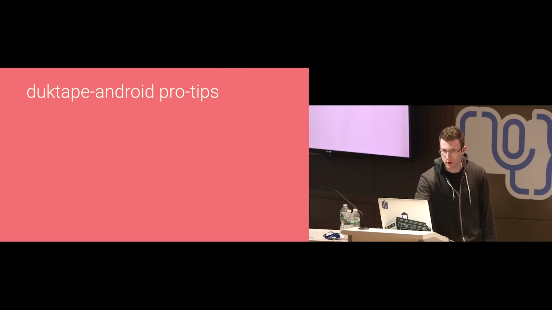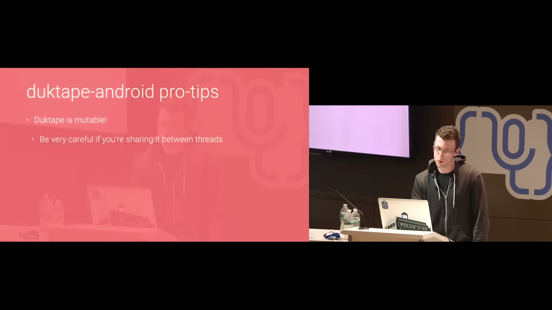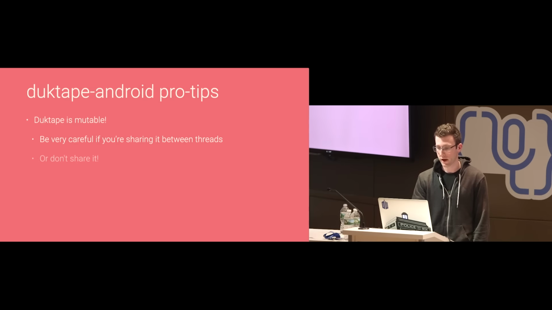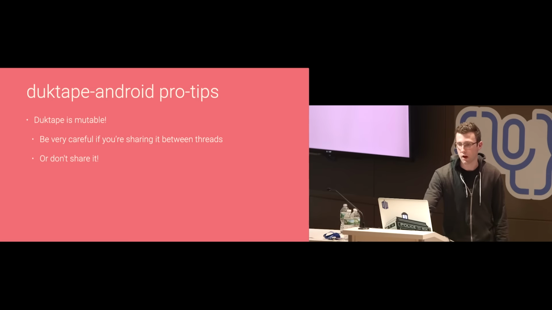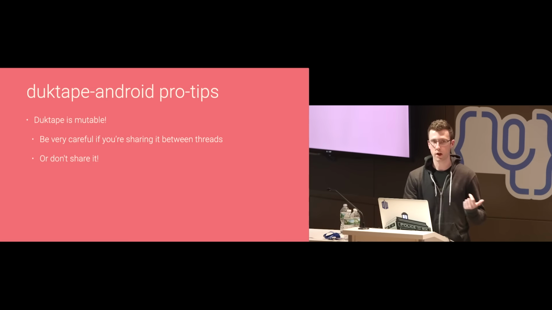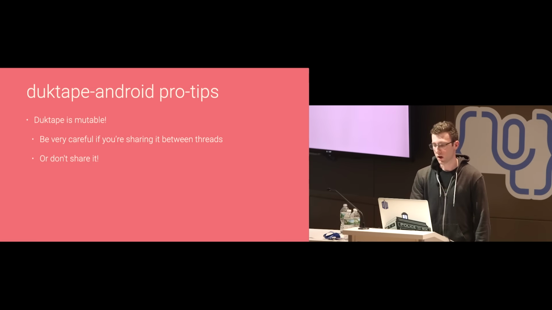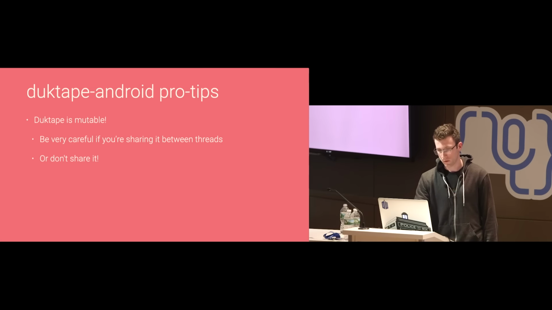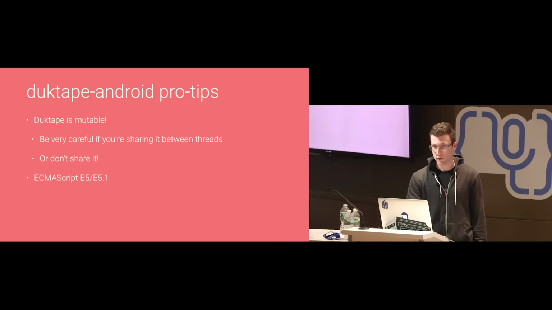All right, so some pro tips for duct tape Android. Duct tape is mutable, so be very careful if you're sharing it between threads, or better yet, don't share it between threads. We have a dedicated looper that we run all our duct tape code on, so it can't be run concurrently, and it's in the background. Also, you can't use any of the new fancy ES6 features of JavaScript, only 5.1 and 6.5.